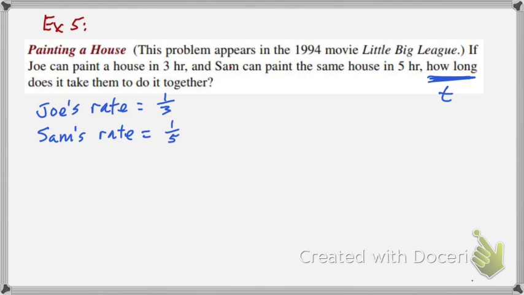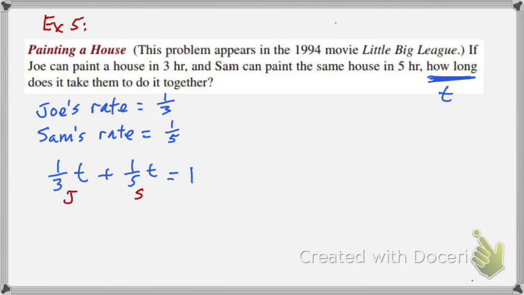All right, example 5. Read the problem. And we see that Joe's rate is 1/3 of the job per hour, because he can paint the whole house in 3 hours. Sam's rate is 1/5 of the job per hour, so Sam's slower. But the question's asking, how long does it take them to do it together? So we're looking for an amount of time that I'm just going to call t.